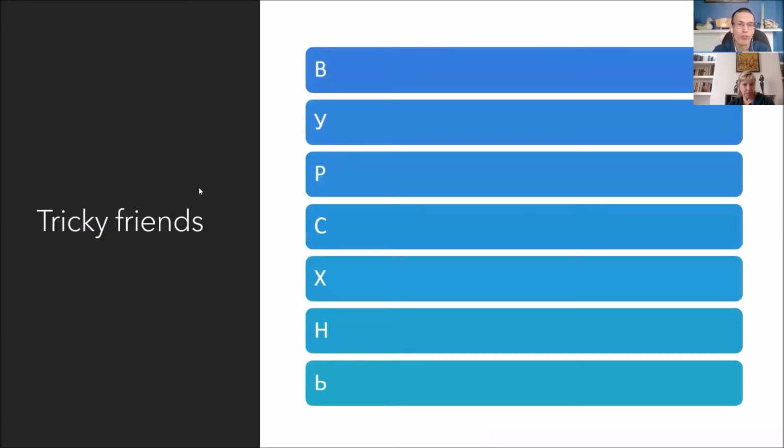Another group of words is your false friends or your tricky friends, and this is because they look like you might.